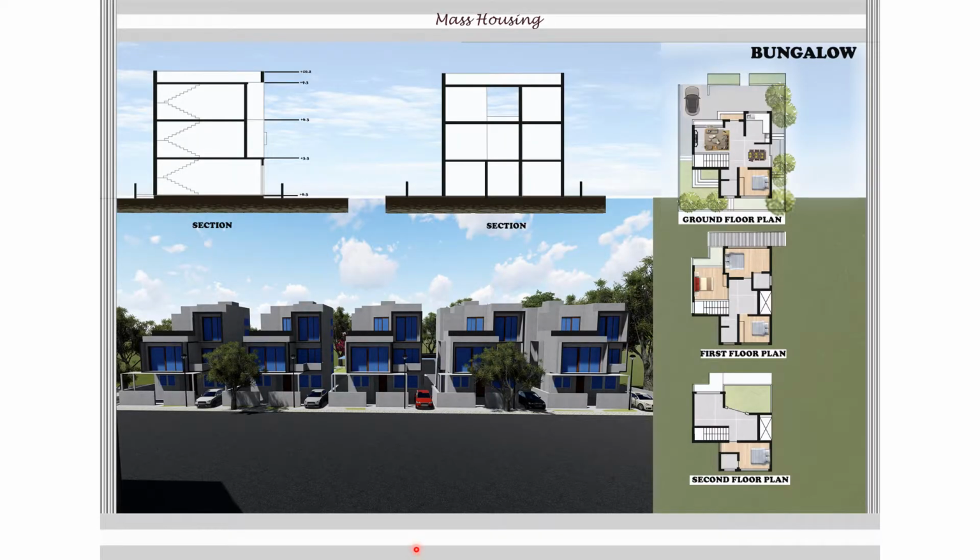These are the bungalows. These are the plans, these are the sections and these are the 3Ds. The bungalow ground floor consists of a living room, dining, kitchen and guest house. The first floor plan consists of 3 bedrooms and the second floor plan consists of 1 bedroom and open terrace.